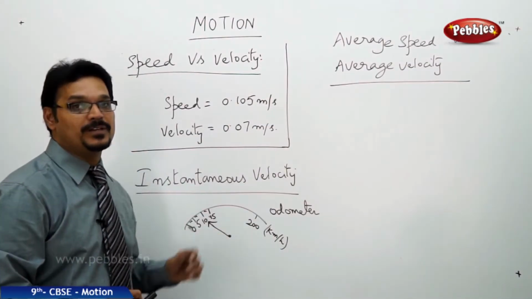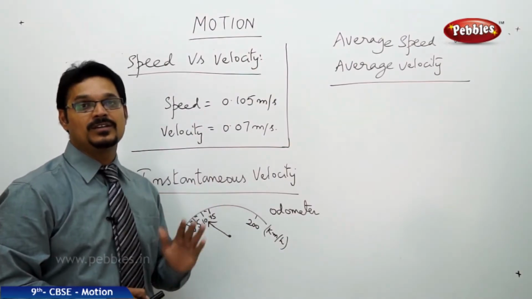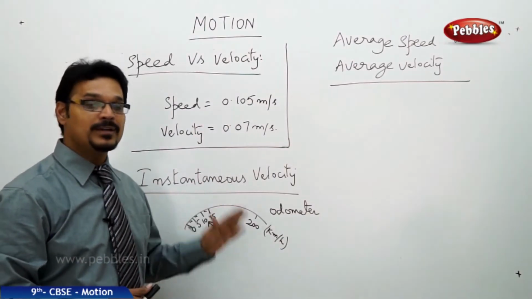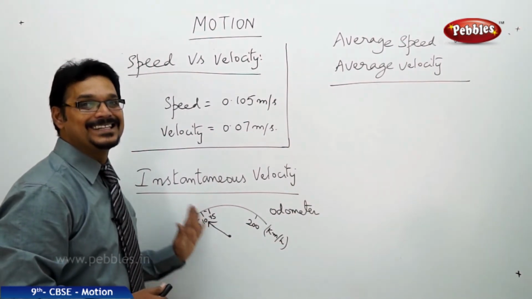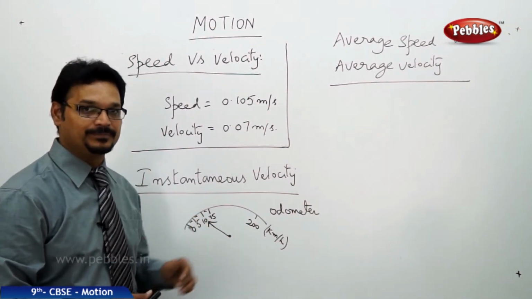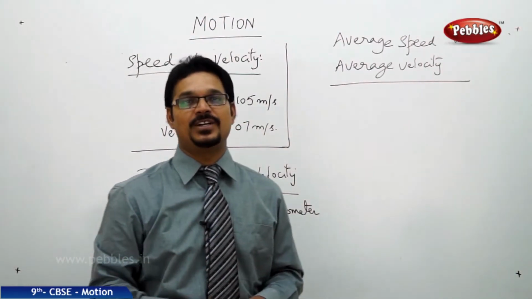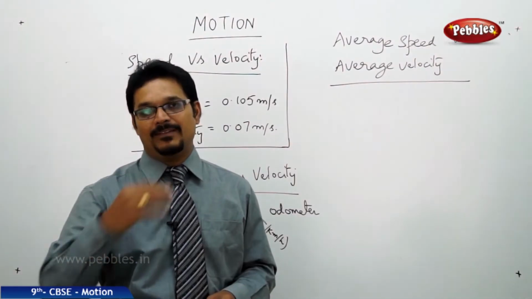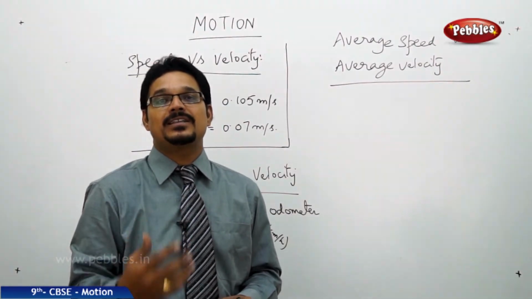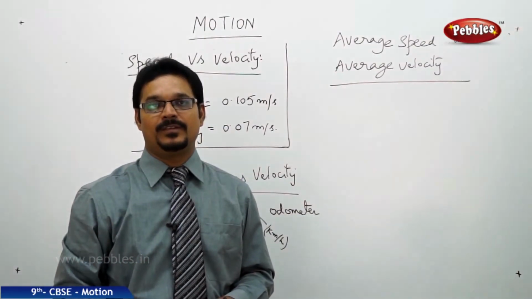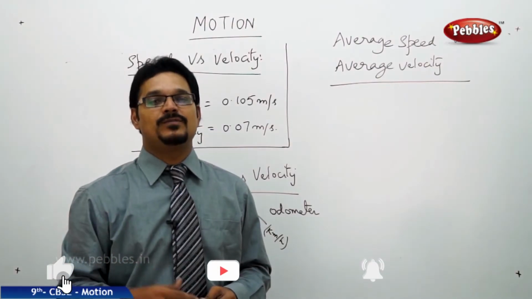Instantaneous is at that moment. So that's how you need to differentiate instantaneous velocity and average velocity. The odometer speeds you are seeing at that moment are only instantaneous. Now coming to average speed and average velocity, how do we measure? In real life, we cannot tell the exact speed or exact velocity. We can tell only average speeds and average velocities.